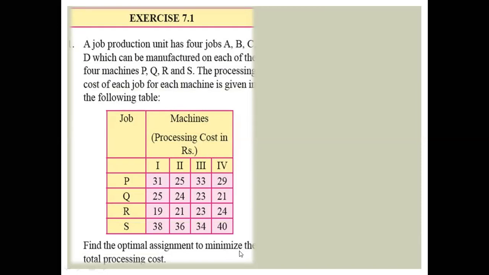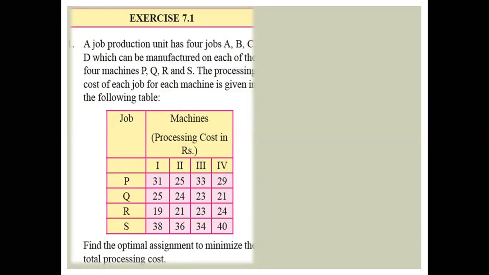Find the optimal assignment to minimize the total processing cost. So class, as I told you, before we start, always check the 2 basic conditions. The first one was the rows should be equal to columns. So can you see you have 4 rows, P, Q, R, S, and you have 4 columns, 1, 2, 3, and 4. So my first condition is satisfied.